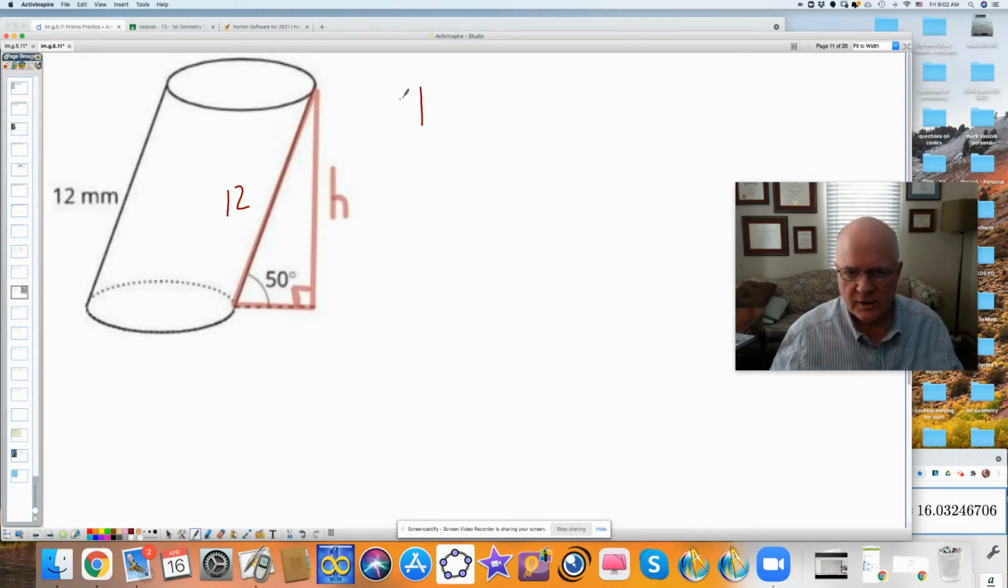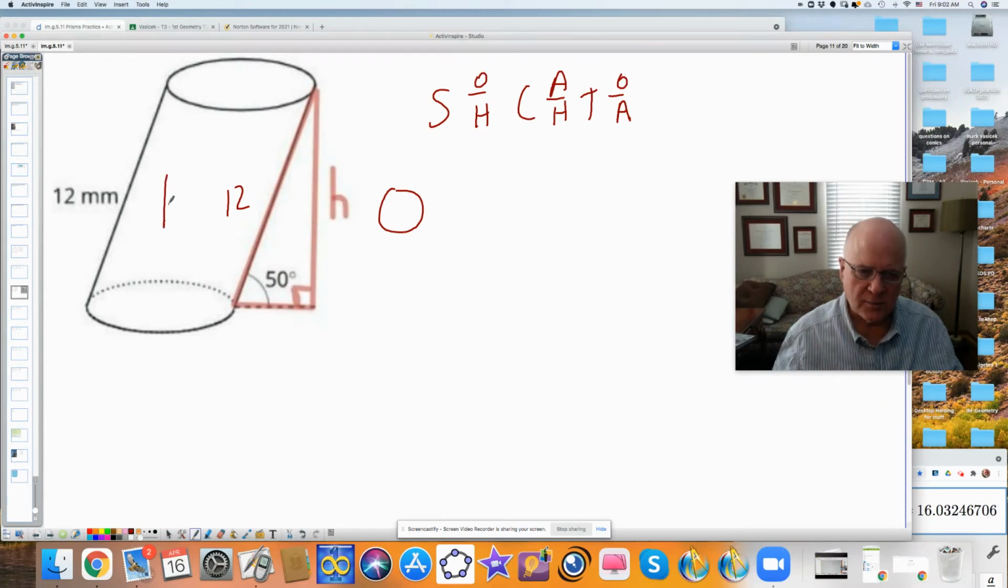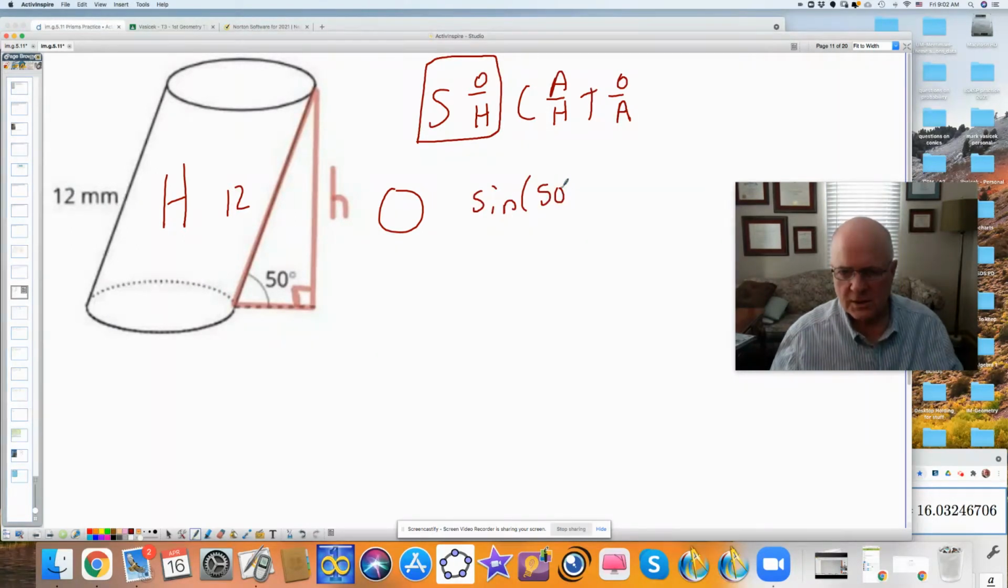SOHCAHTOA. The sine is the opposite over the hypotenuse. The cosine is the adjacent over the hypotenuse. And the tangent is the opposite over the adjacent. And I taught you to label from this angle, this would be the opposite, and this would be the hypotenuse. So I'm going to use the sine because it relates the opposite and hypotenuse. The sine of 50 degrees is equal to the ratio h over 12.